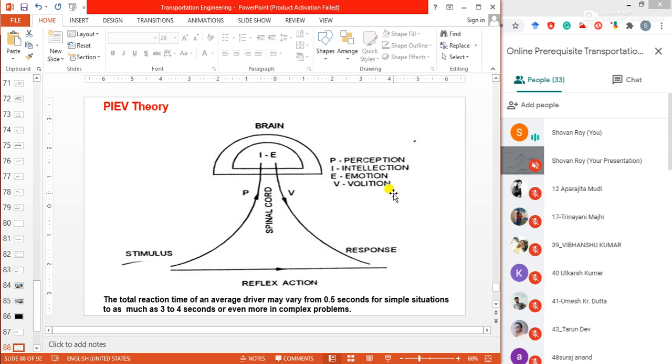The PIEV time of a driver depends on several factors such as the physical and psychological characteristics of the driver, the type of problem involved, environmental conditions, and temporary factors. Examples are the motive of the trip, travel speed, fatigue, consumption of alcohol, etc. The total reaction time of an average driver may vary from 0.5 seconds for simple situations to as much as 3 to 4 seconds or even more in complex problems.